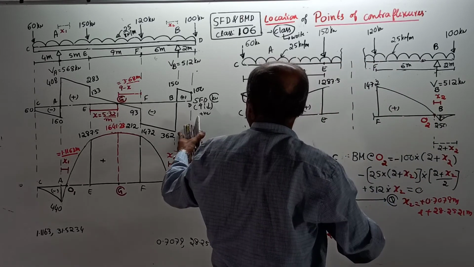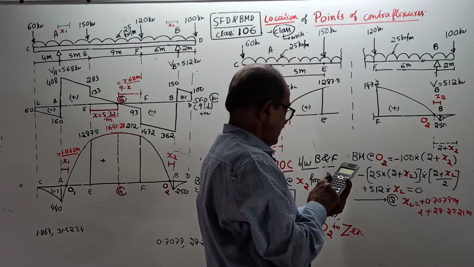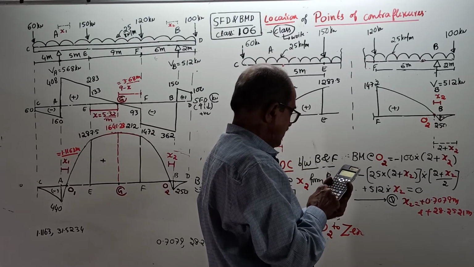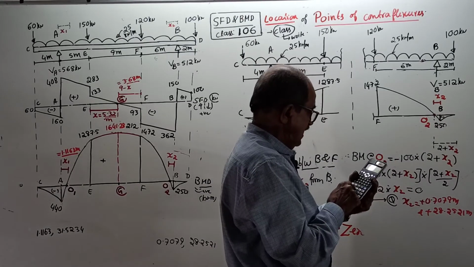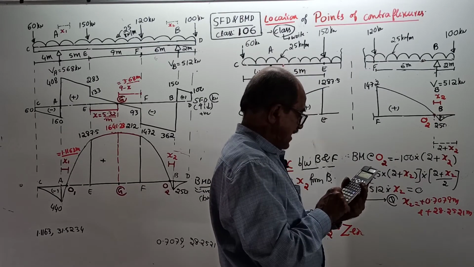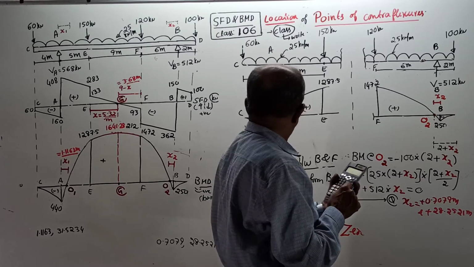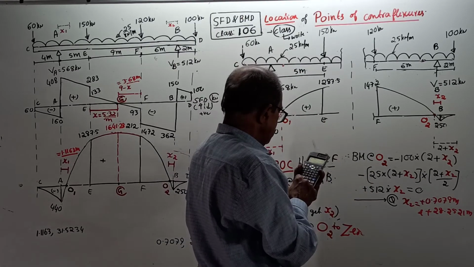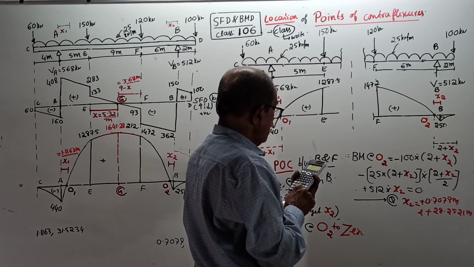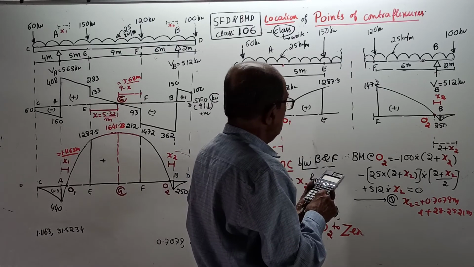Shear force how much there? 362. It is 362 square minus 2 into 25 intensity into bending moment here is 250 equal to root of that answer. I will subtract the shear force there. How much it is? 362. I will divide by intensity of load 25. Oh, something went wrong. Okay.